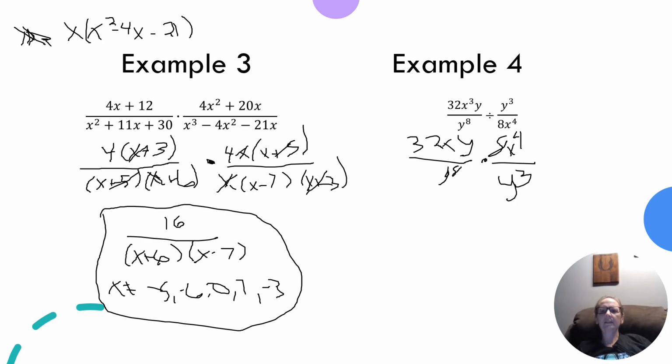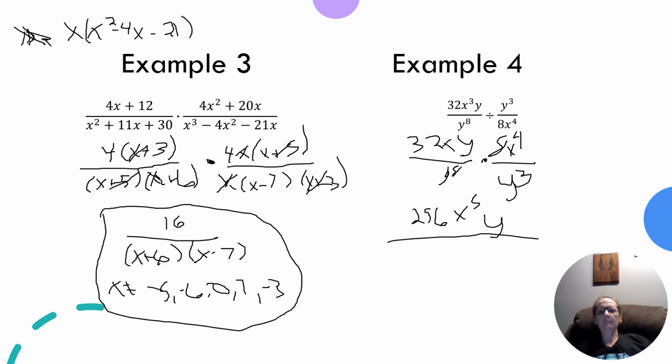All right, now I'm ready to start simplifying. There's nothing that can cancel with the numbers. So up top, I have 32 times 8, which is 256. And then we'll multiply our x's up top. So x times x to the fourth is x to the fifth. And then we have y.